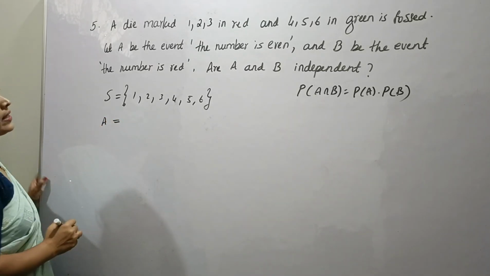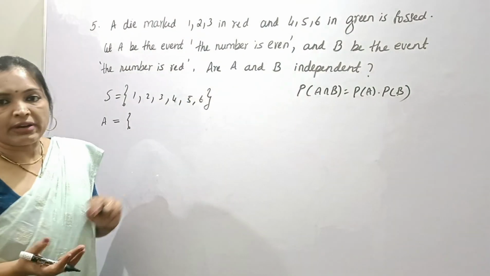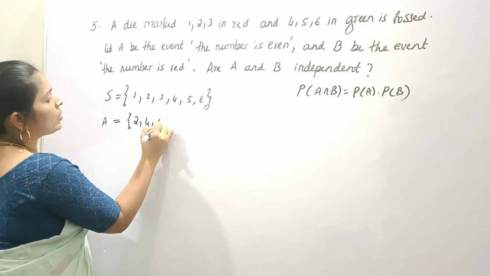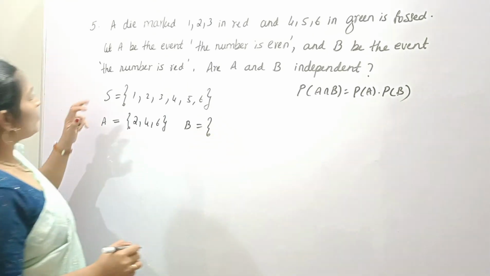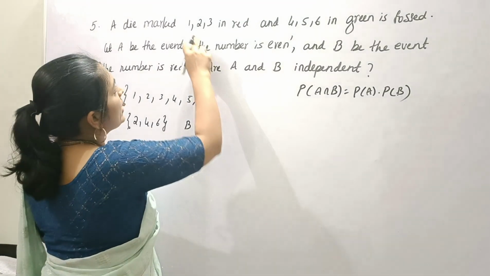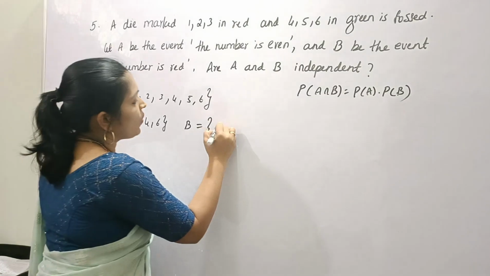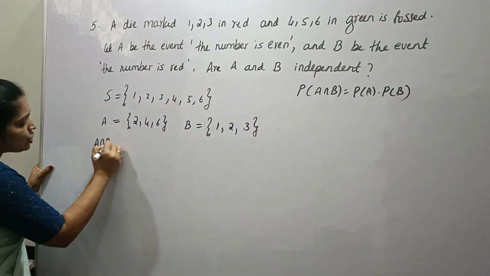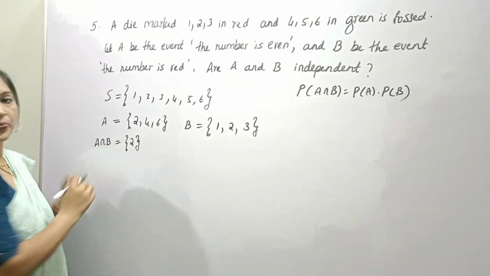Possible outcomes of event A, where A is the event, number is even. Okay, so what are the even numbers? 2, 4, 6, right? And B is the event, the number is red. So what are the possible outcomes? Here it is given 1, 2, 3 are marked in red. Okay, so 1, 2, 3. Now let's find what is A intersection B. A intersection B is 2, right? Only one element, that is 2.